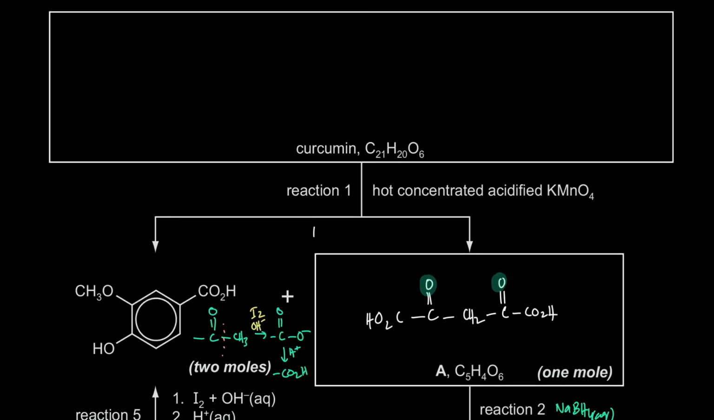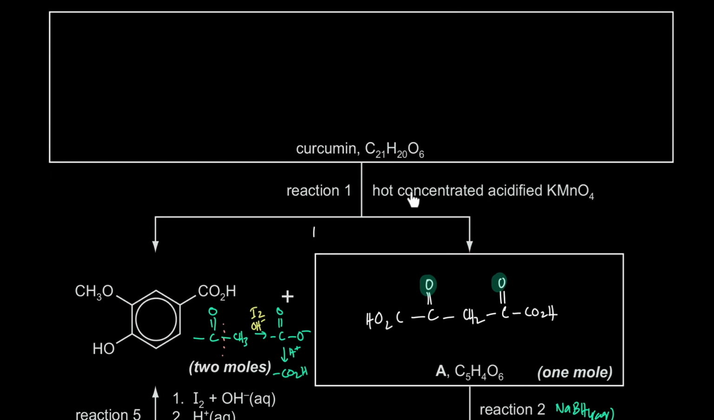The first question that I have is what group in curcumin is reacting with hot concentrated acidified KMnO4 and breaking up to form these different compounds? We're forming two different compounds: 1 mole of this and 2 moles of this compound from 1 mole of curcumin.